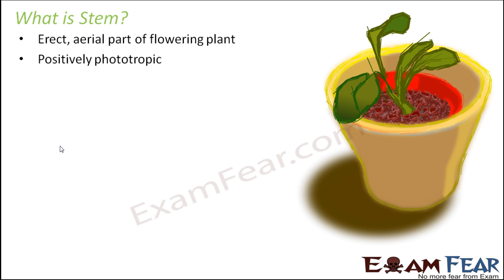Stems are positively phototropic. Now what does this mean? The word photo means light. Positively phototropic means they tend to move towards the direction of light. So if you look at it, this is the soil and this is a plant. This is the stem of the plant. The stem of the plant will have an attitude to grow towards light. This is the place where light is available.